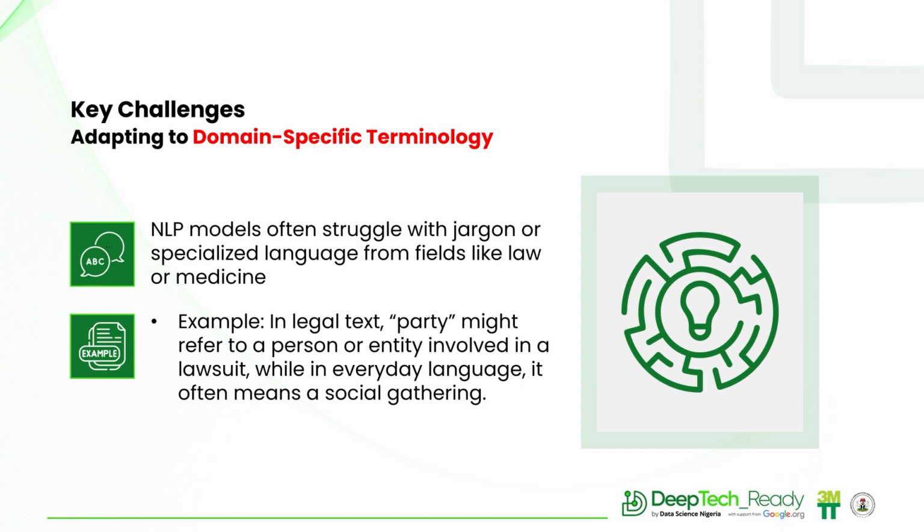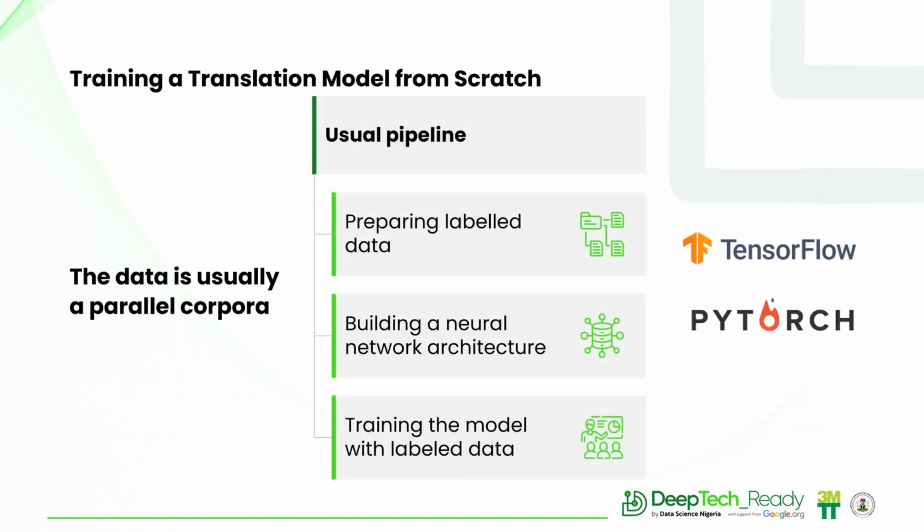Training a translation model from scratch typically uses the pipeline of preparing labeled data, building the network architecture, and training the model with labeled data. This can be implemented using popular frameworks like PyTorch and TensorFlow.